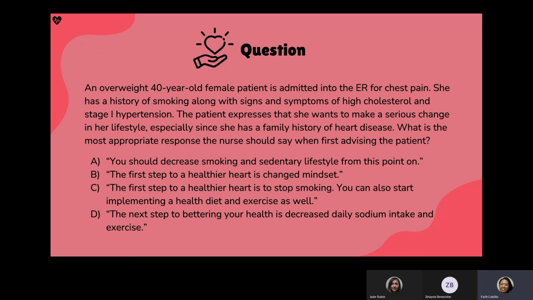A. You should decrease smoking and sedentary lifestyle from this point on. B. The first step to a healthier heart is a change mindset. C. The first step to a healthier heart is to stop smoking. You can also start implementing a healthy diet and exercise as well. D. The next step to bettering your health is a decreased daily sodium intake and exercise. Answer choice C would be the most correct answer or response the nurse should say when advising the patient.